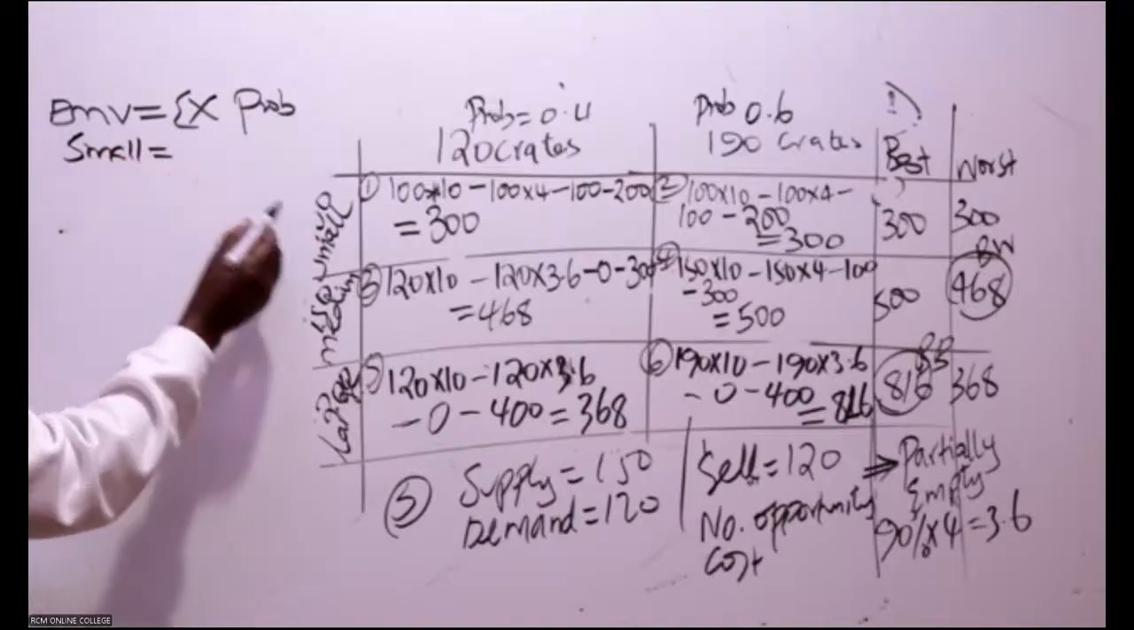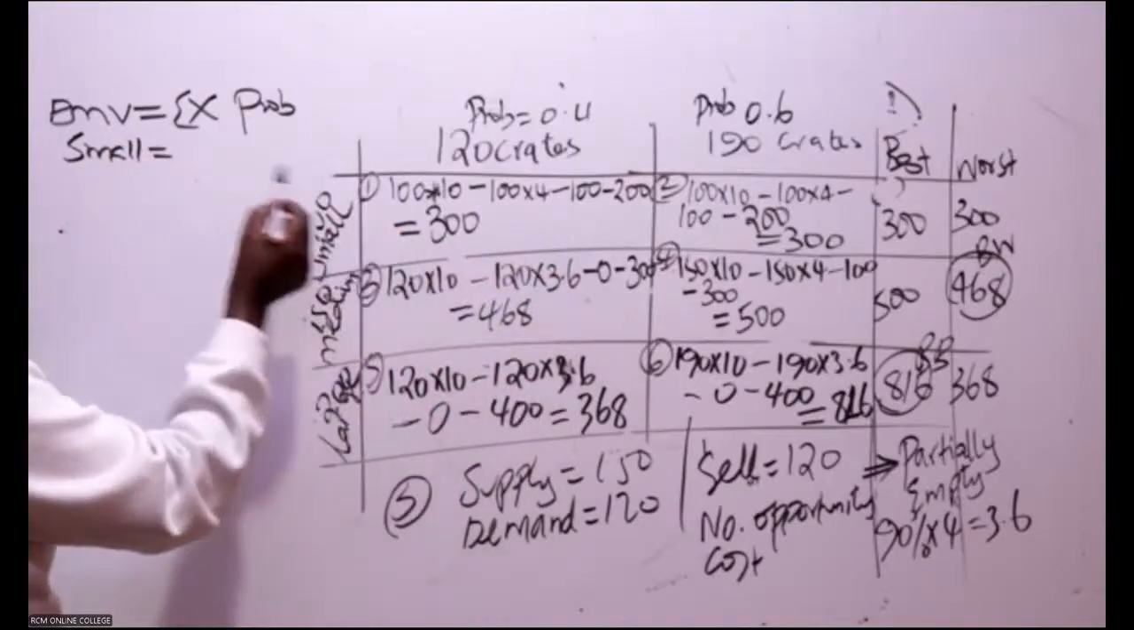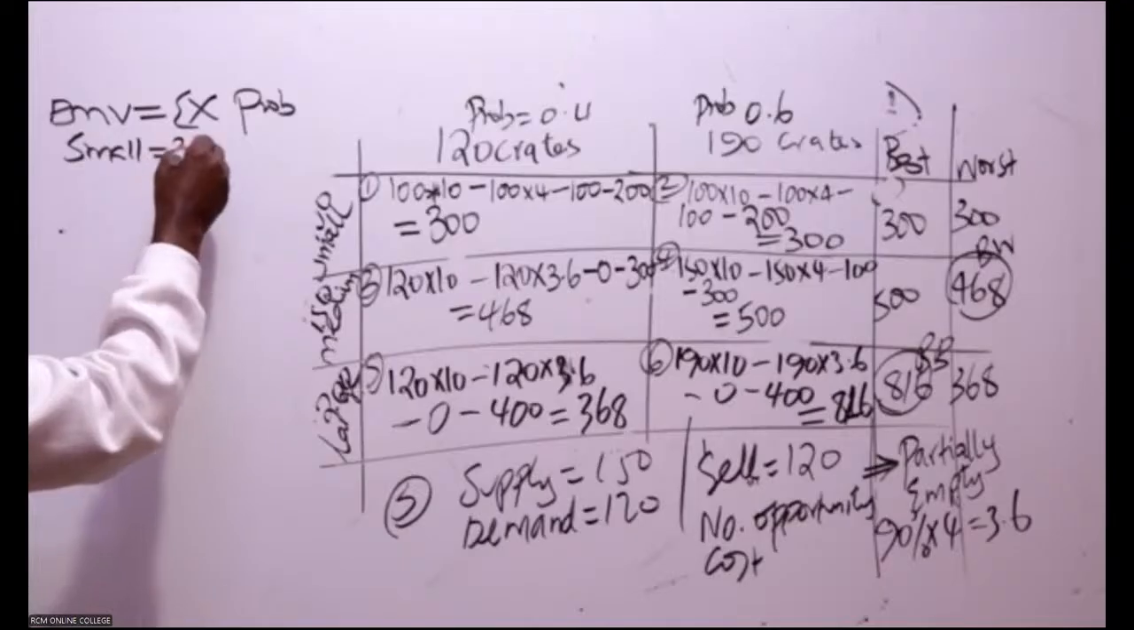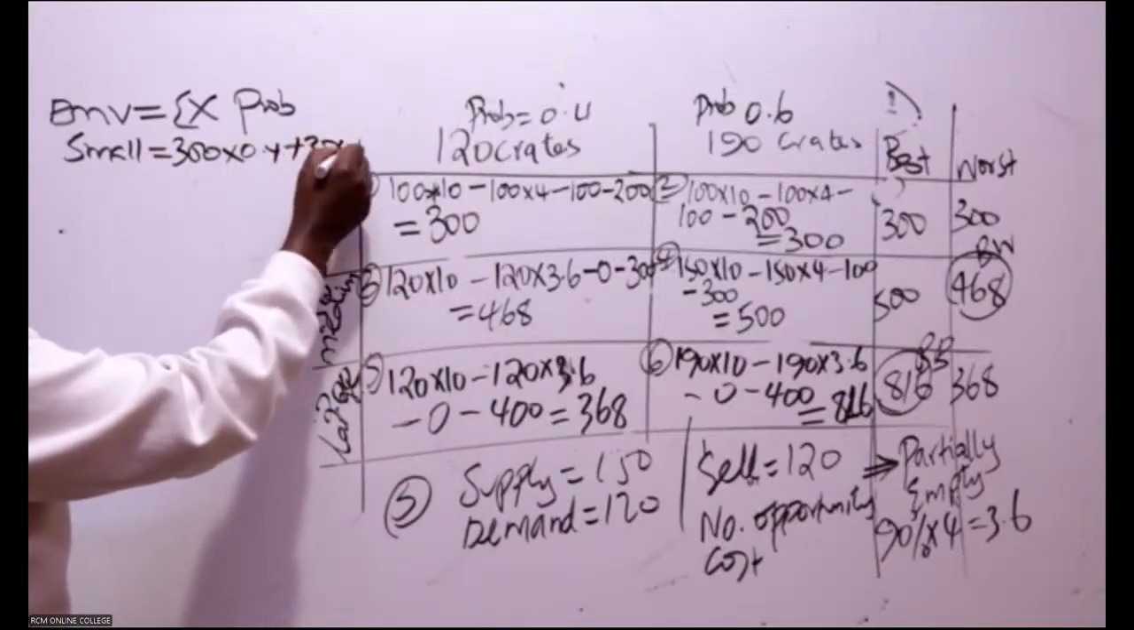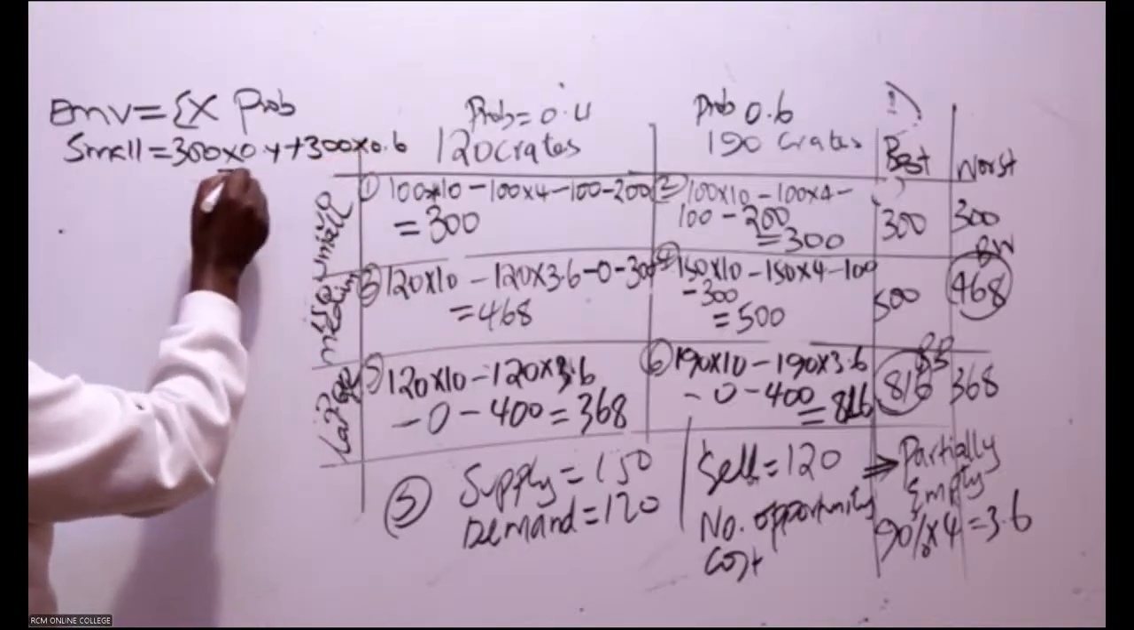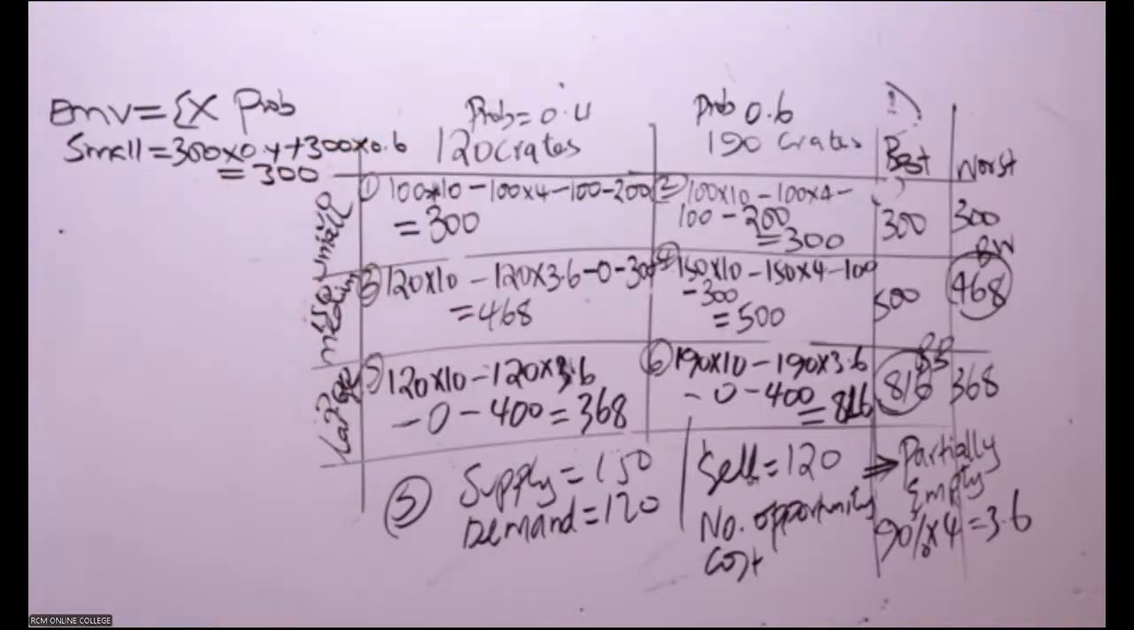So give us the expected monetary value for small. For small, I can see the X values are only 2. So you take 300 times 0.4 plus 300 times 0.6, which will give me 300.